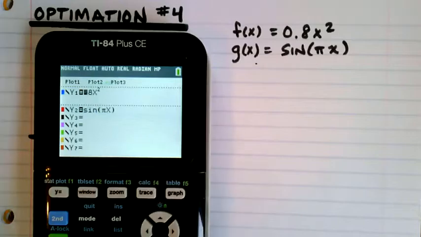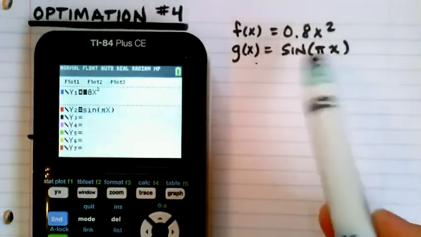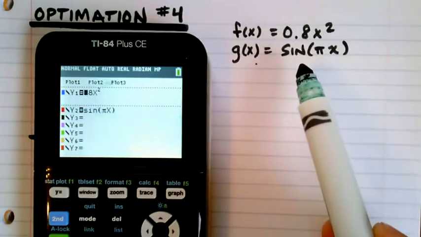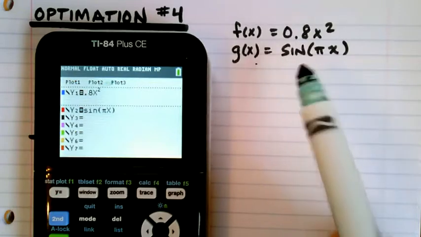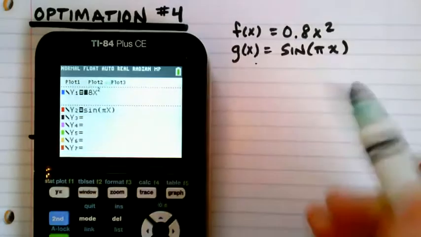Hey, we are up to number 4, and number 4 is a little bit trickier, so make sure you really pay careful attention to this one. Number 4 says we got these two functions. We've got 0.8x squared, and we've got sine of pi x. And we want to find the maximum vertical distance between them on the interval from 0 to 1.